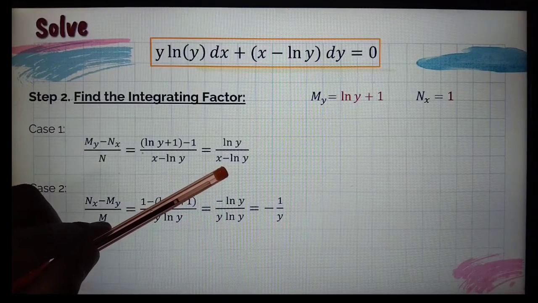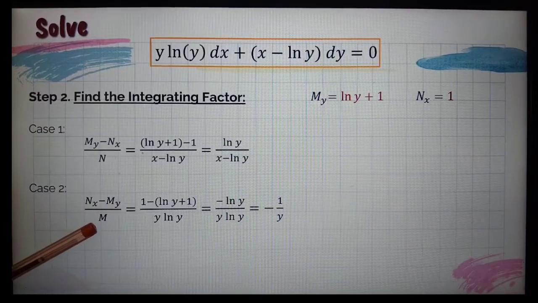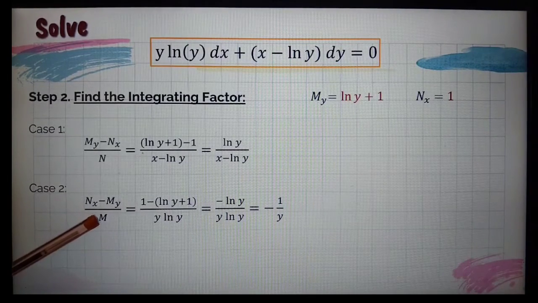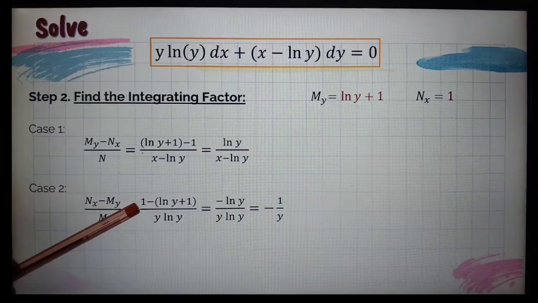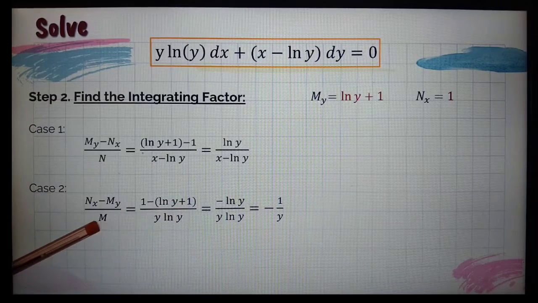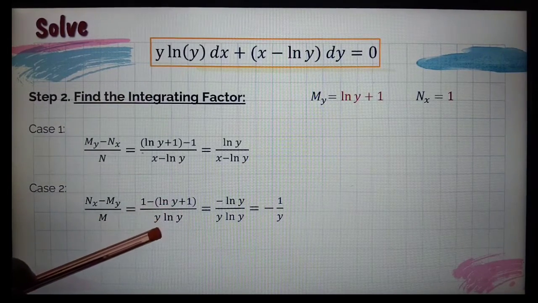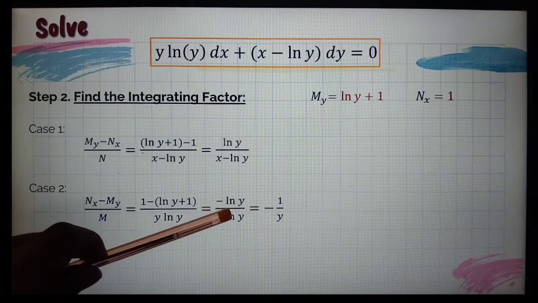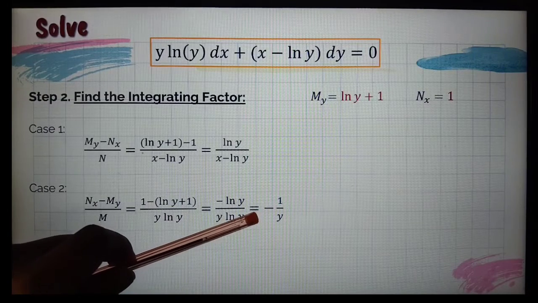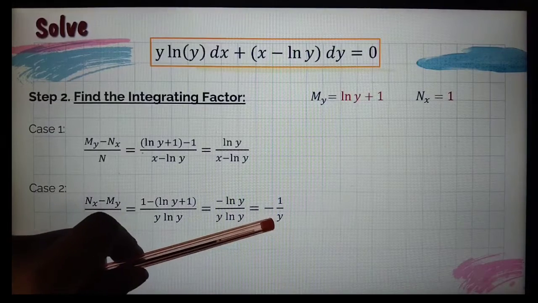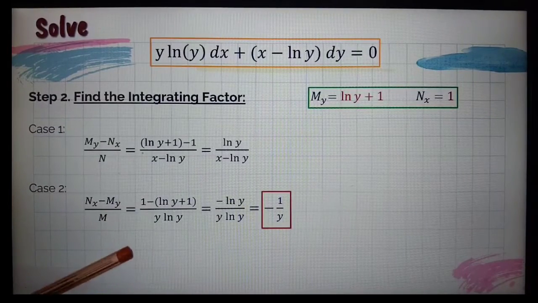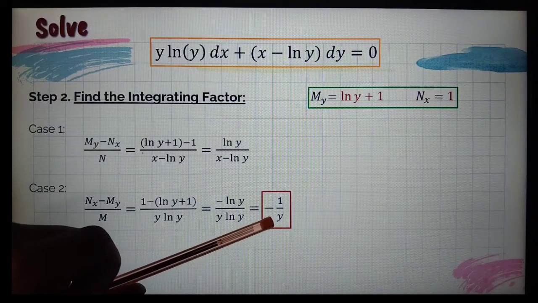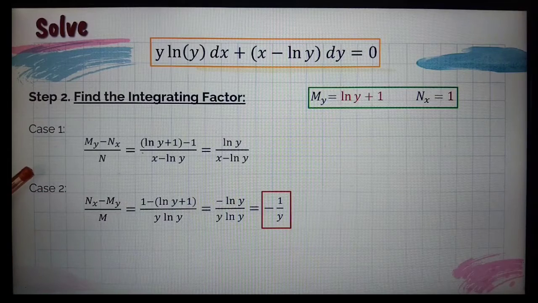So let us proceed and let us test it in case 2, which is the difference of the partial derivative of n with respect to x and the partial derivative of m with respect to y all over m. So let's substitute. It will become 1 minus ln y plus 1, and our m here, which is this y ln y, we'll put it here and we'll solve for it, and it will result to negative ln y over y ln y, and it will result to negative 1 over y. So we can now see that the given differential equation falls to case 2 because the function yields in y alone. So this is the case 2 we are going to use in solving for the integrating factor.